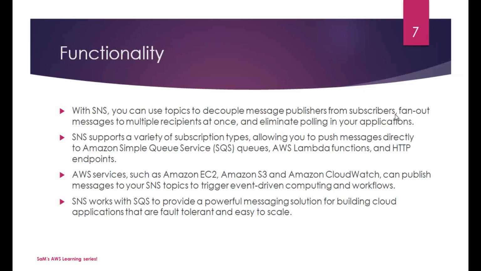You might be wondering what the real-world use cases are. You know Hike Messenger, right? They use AWS SNS. In terms of functionality, you use topics to decouple message publishers from subscribers, fan out messages to multiple recipients at once, and eliminate polling in your application. When we are talking about polling, remember it's all about AWS SQS. SNS supports a variety of subscription types, allowing you to push messages directly to SQS queues, AWS Lambda functions, and HTTP endpoints.